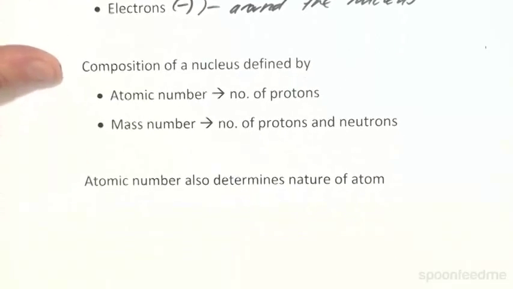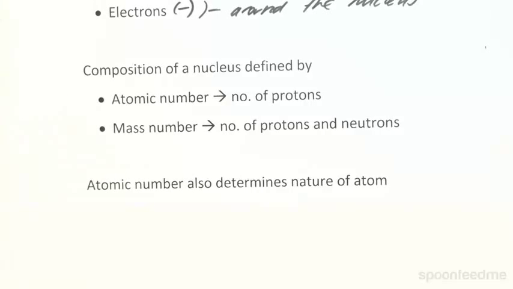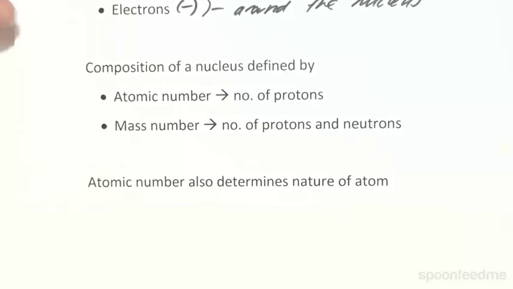Atomic number, furthermore, also determines the nature of an atom. So the atomic number of an atom, the number of protons that it has, will tell us what kind of atom we have. Okay, so whether we have carbon, nitrogen, hydrogen, or whatever. So that's really important as well. The atomic number really determines what an atom will be.